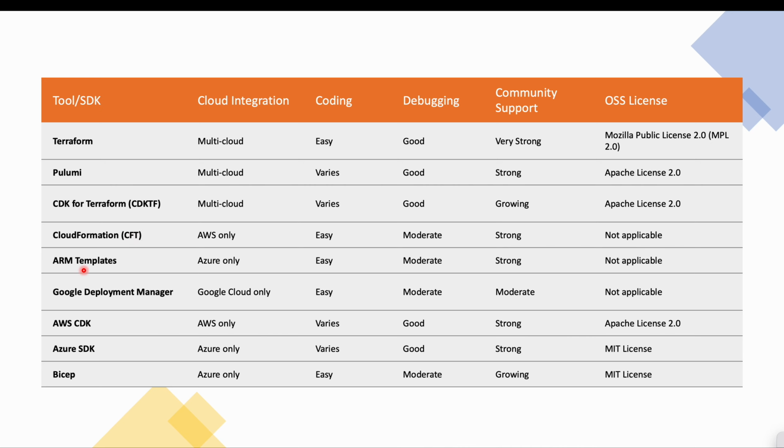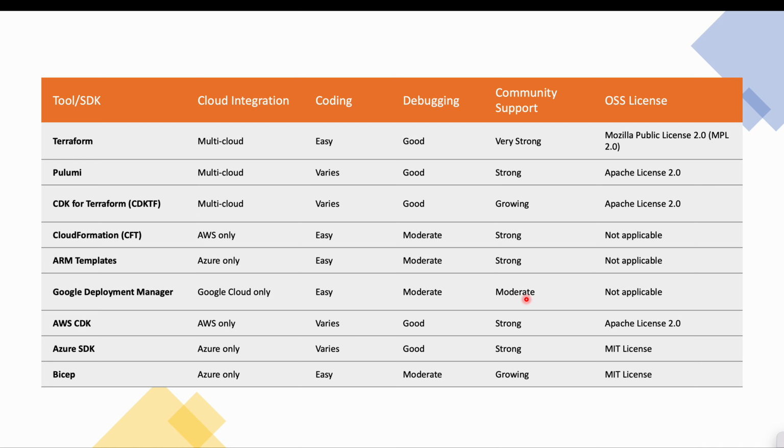The same thing applies for ARM template and Google Deployment Manager. With ARM template, you can create resources only in Azure, coding is easy, debugging is moderate, and community support is strong. As usual, a license is not needed because it is part of the Azure subscription. And Google Deployment Manager, yes, you can create resources only in GCP, and coding is easy and debugging is moderate.